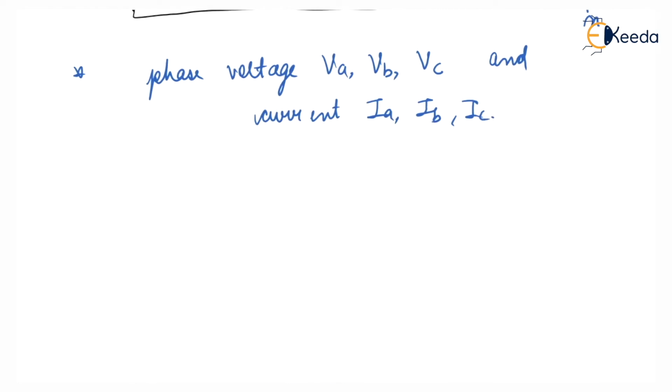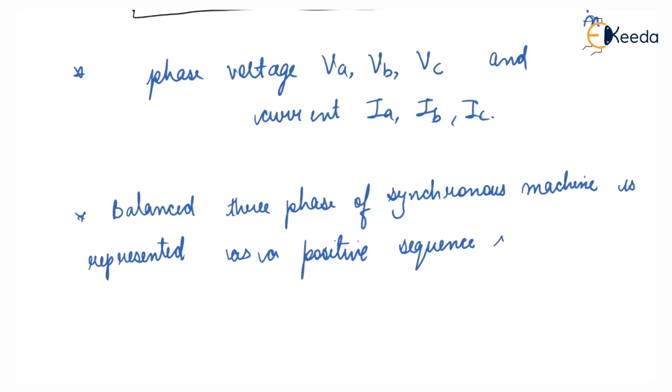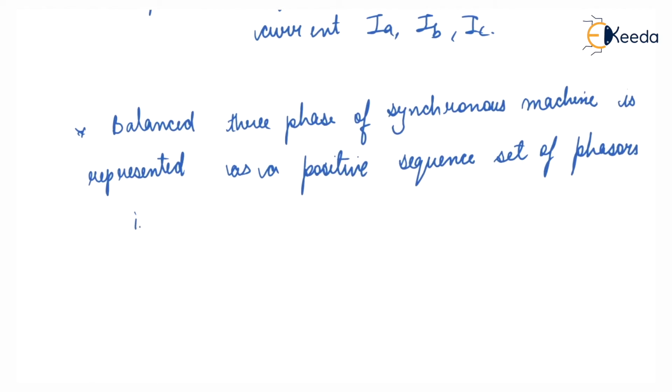Therefore, the balanced three phase of a synchronous machine is represented as a positive sequence set of phasors. Means EA is taken as the reference, so EB is equal to beta squared EA... EB equals beta EA, and EC equals beta square EA.